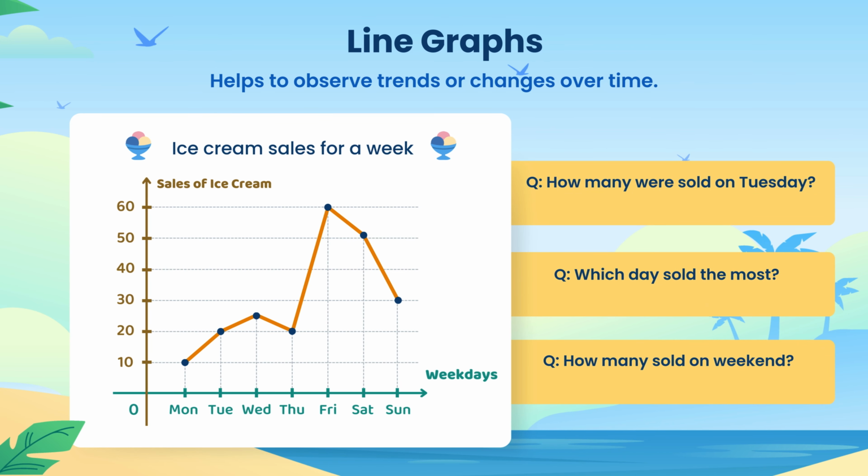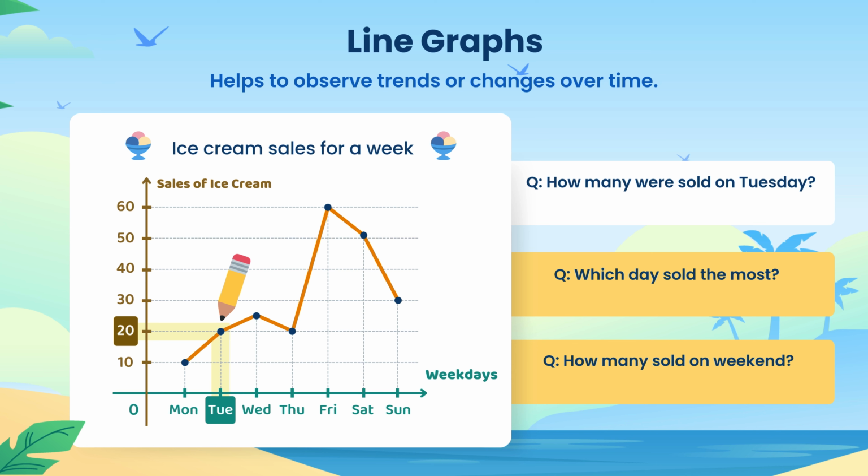Now we can answer all related questions by reading the coordinates. First question, how many ice creams were sold on Tuesday? Looking at the graph, you know that the answer is 20.